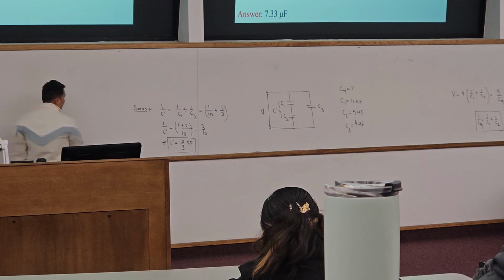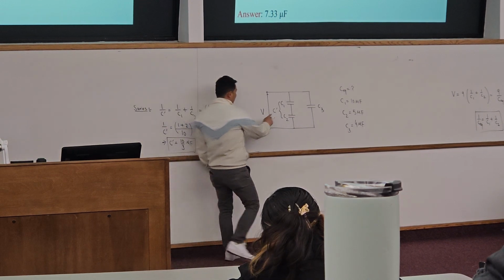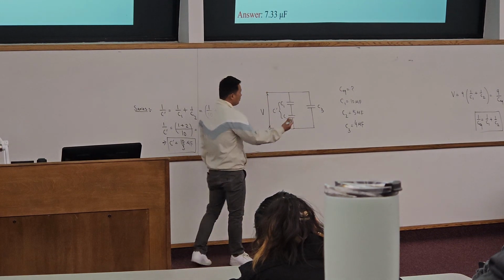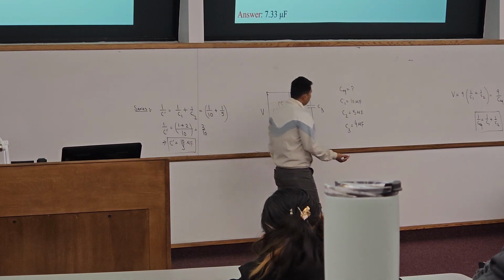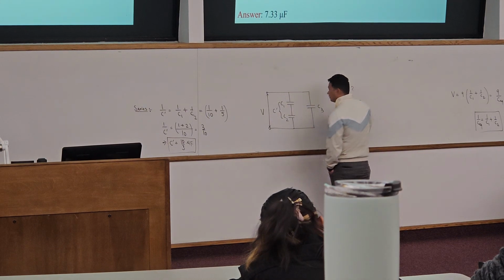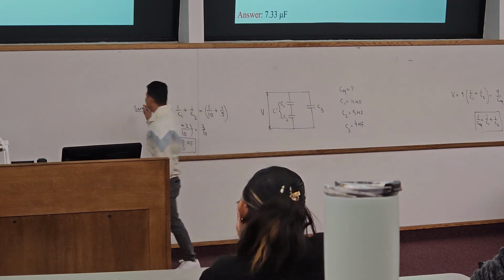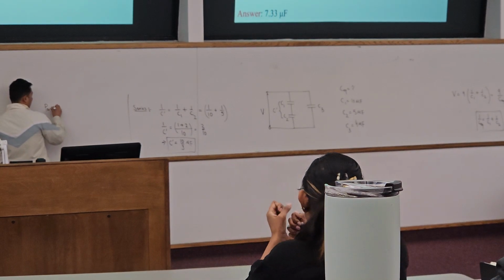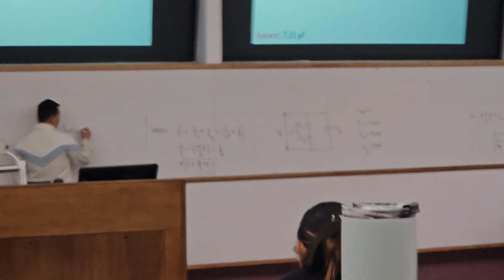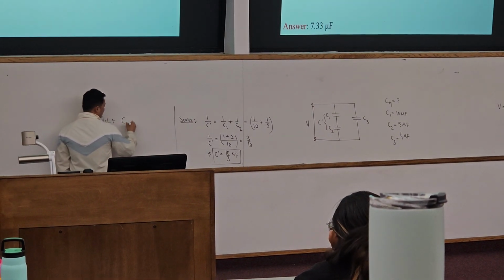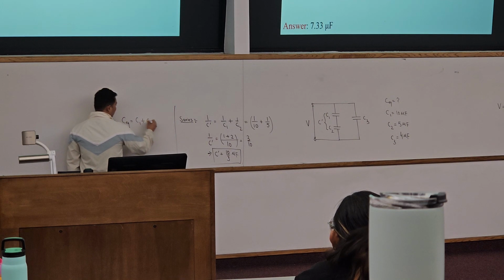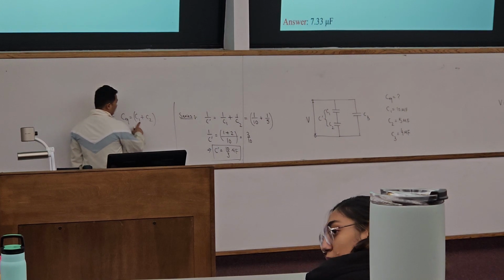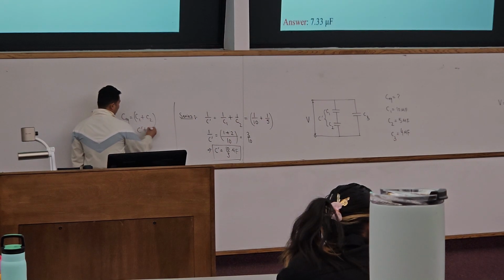Now, once you get C prime, C prime and C3 are in parallel, right? So use the equation for parallel. I just use this one over here. This one is for series, and the formula for parallel is a simple formula: C equivalent equals C1 plus C2. I replace C2 with C prime and C1 with C3.